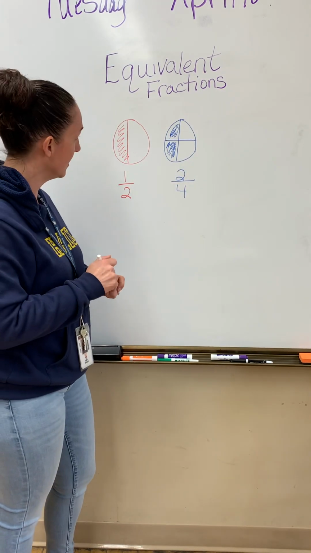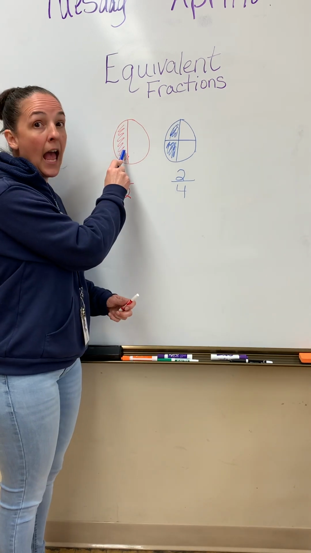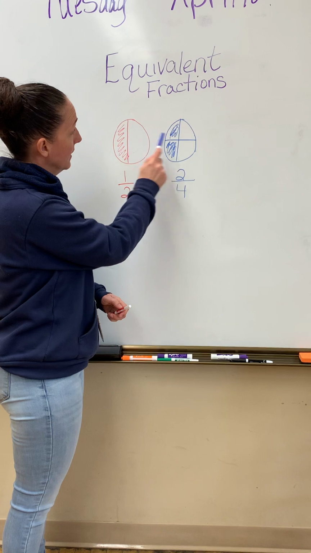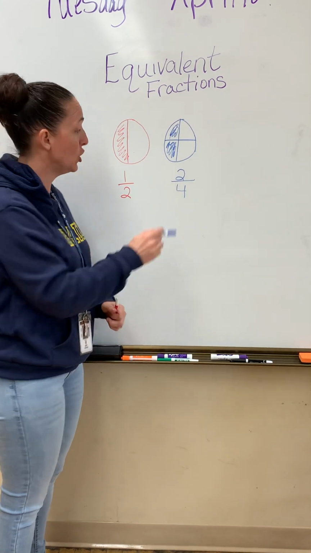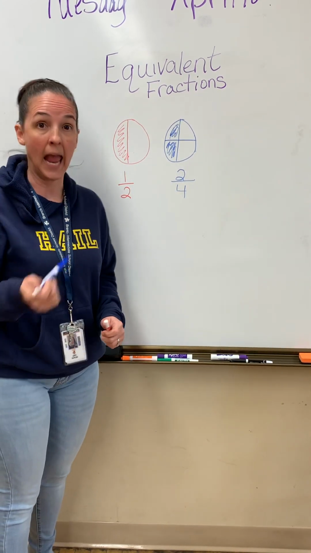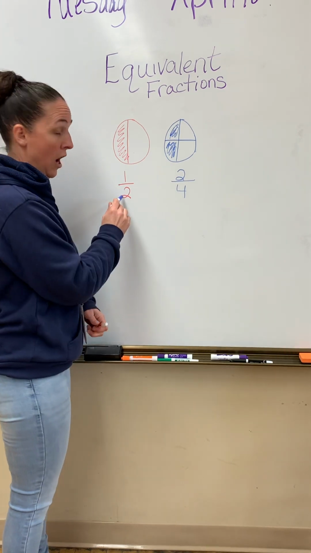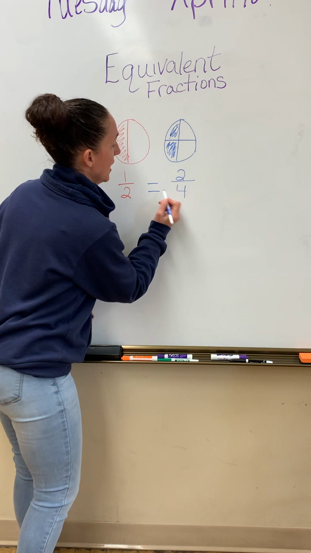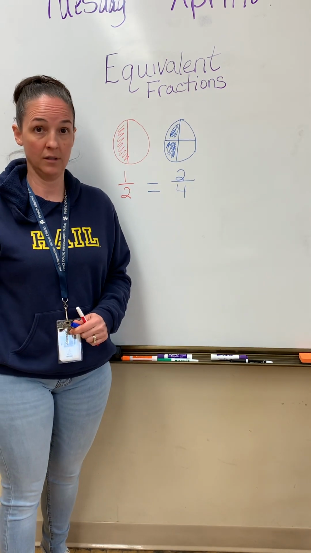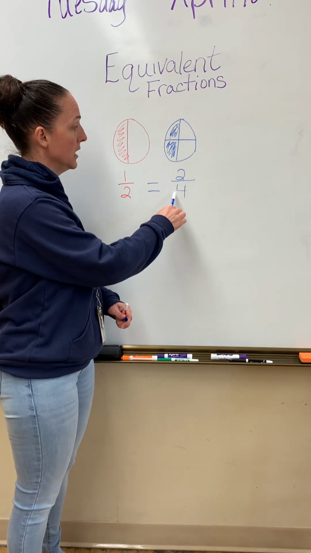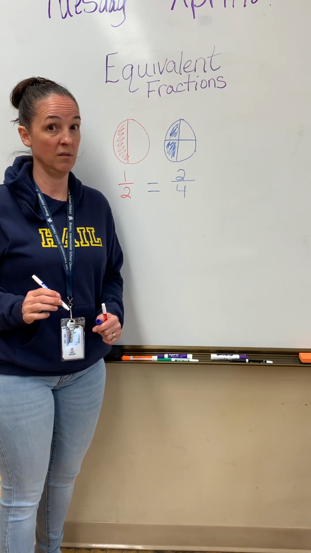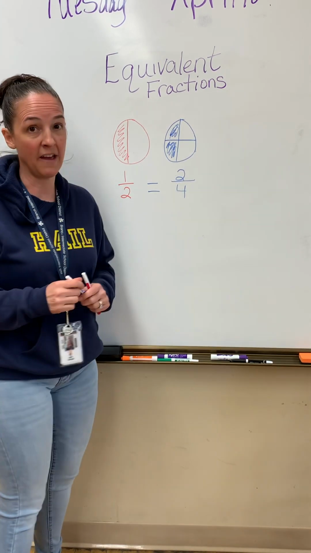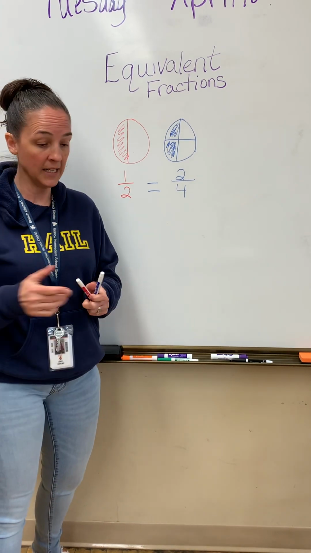If you'll notice, I ate half of my pie and you also ate half of your pie. But you ate 2 of your 4 pieces and I only ate 1 of my 2 pieces. That means these are equivalent fractions. Different numbers, but the same amount. Does that make sense?